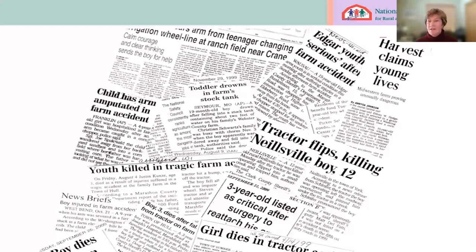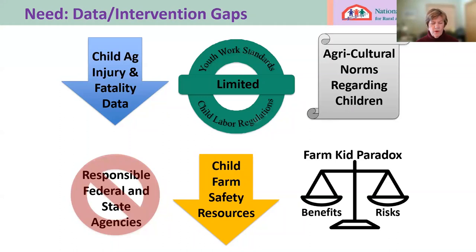So what were the gaps and what was needed? 25 years ago, there was a lack of data. There were limited youth work standards. It seemed that cultural norms in farming communities accepted child deaths as God's will or freak accidents. And there were no responsible federal or state agencies handling this topic. And there were only a few relevant farm safety resources. In addition, there was this assumption that we call the farm kid paradox, where it was thought the benefits of living and working on a farm outweigh the risks.